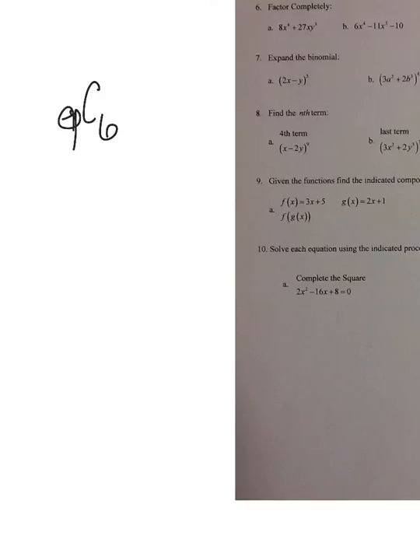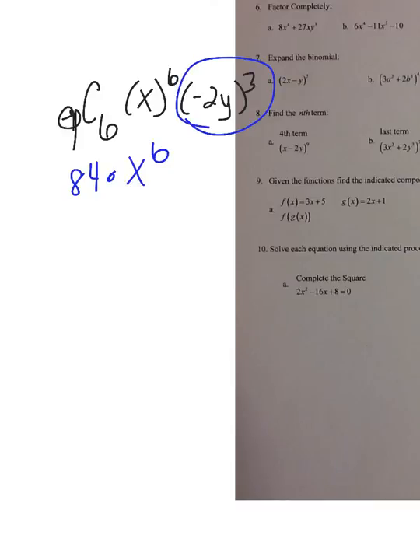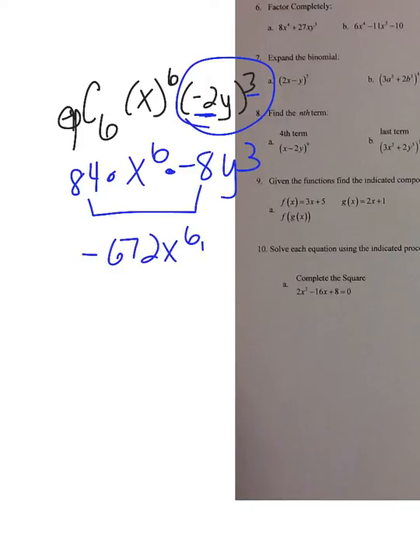9C6. Your P is the first term, which is X, and that's raised to the 6th power. And your Q is negative 2Y raised to the 3rd power. So we have 9C6 is 84. X to the 6 is just X to the 6. Now, negative 2Y to the 3rd. So don't forget to do the negative 2 to the 3rd. That's times negative 8Y to the 3rd. And then we multiply 84 and negative 8, and we get negative 672 x to the 6, y to the 3rd. All right, let's take a look at B.